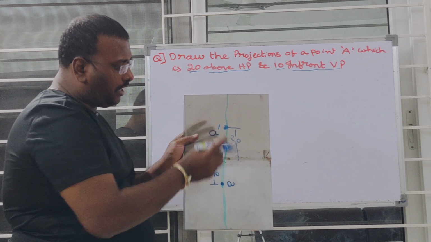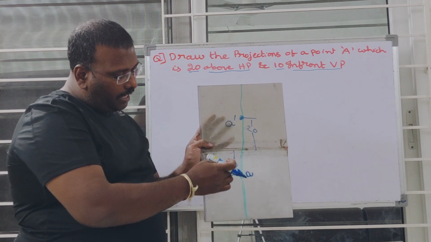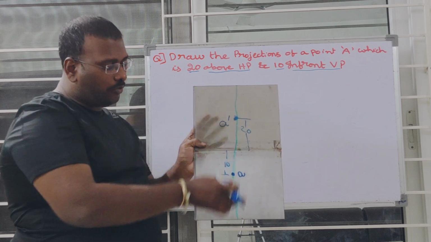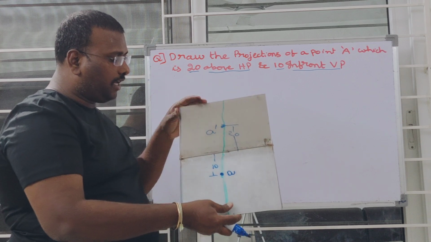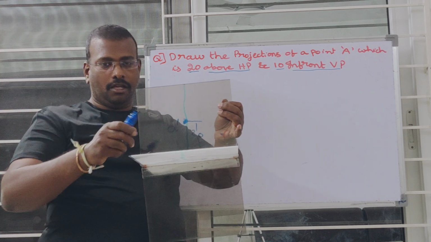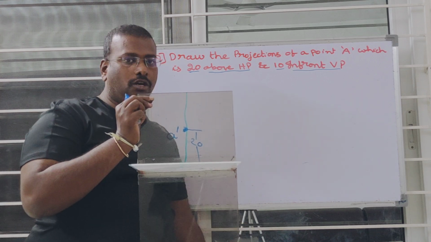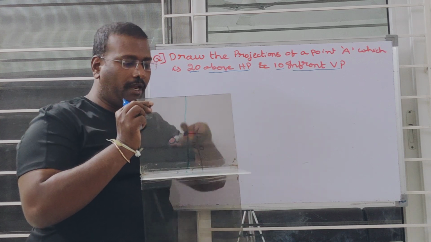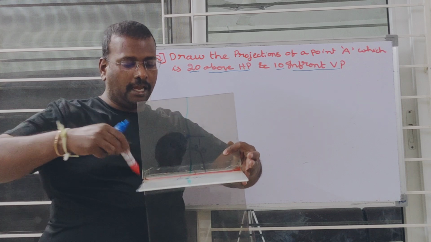This is our A dash. This is the top view of the point A. A dash is 10 here and A is going to be 20. But how to differentiate these two? So wherever the intersection of, so if you observe, this is the horizontal plane and this is the vertical plane. The intersection of the horizontal and vertical plane will be considered as this line, the XY line.